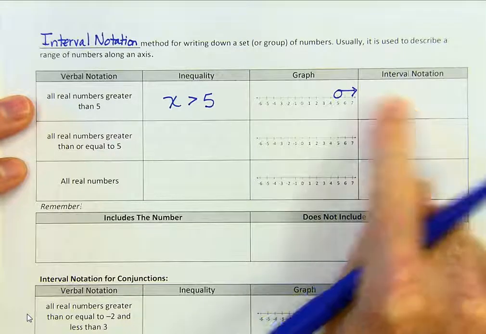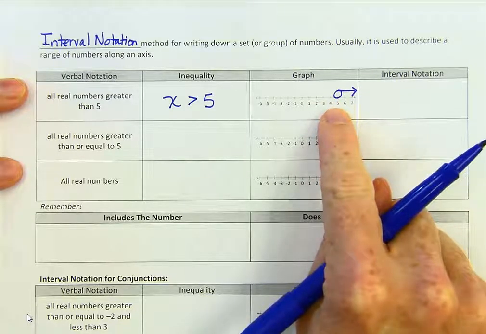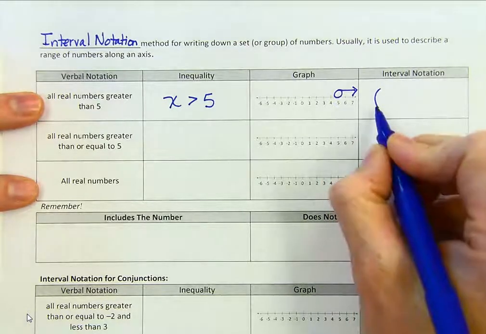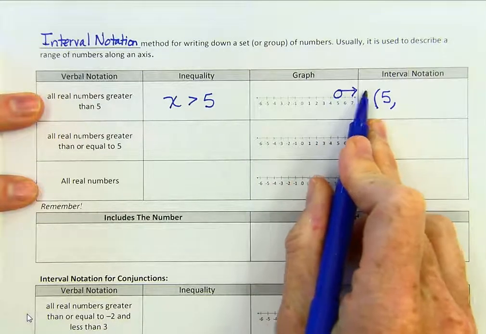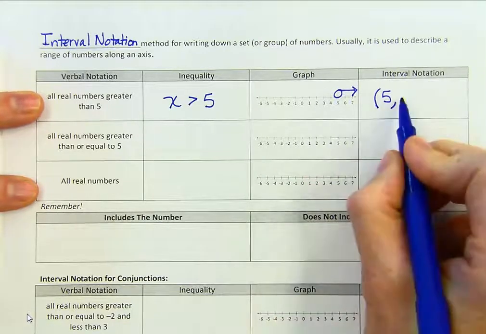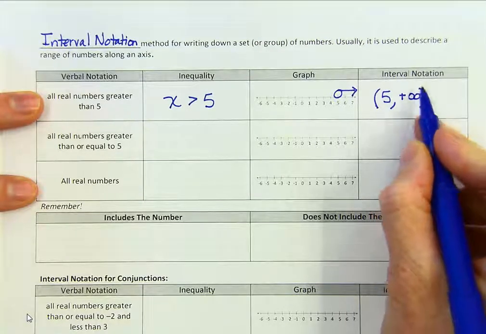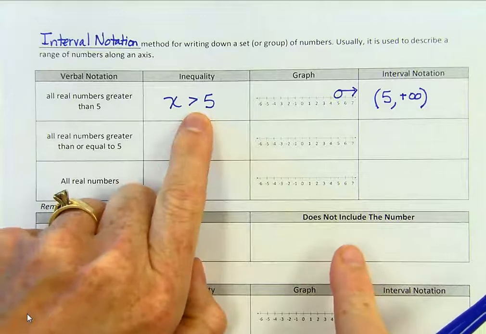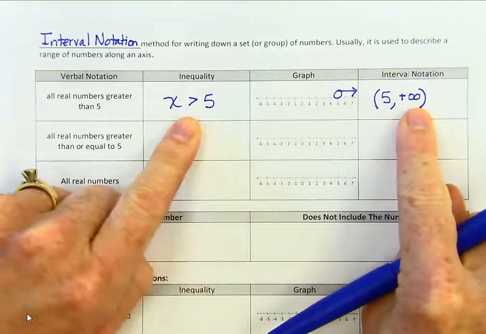So the first thing you have to know is how you enter an open circle. An open circle does not include the number. It is an open parenthesis. So you say open parenthesis 5, comma, and this ray indicates that it goes on forever to infinity. So we say positive infinity. And infinity is never closed, it is always open. So that is what interval notation looks like. So now what you have to get used to is when you see this, or even the graph, you have to know that all three of these mean the same thing.